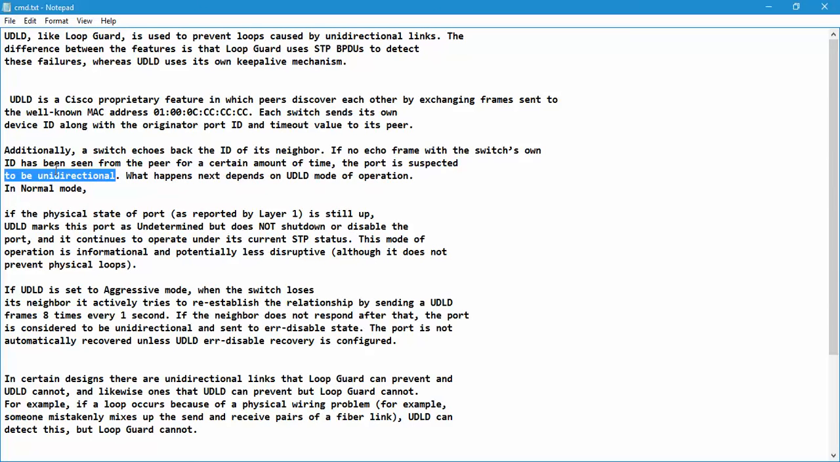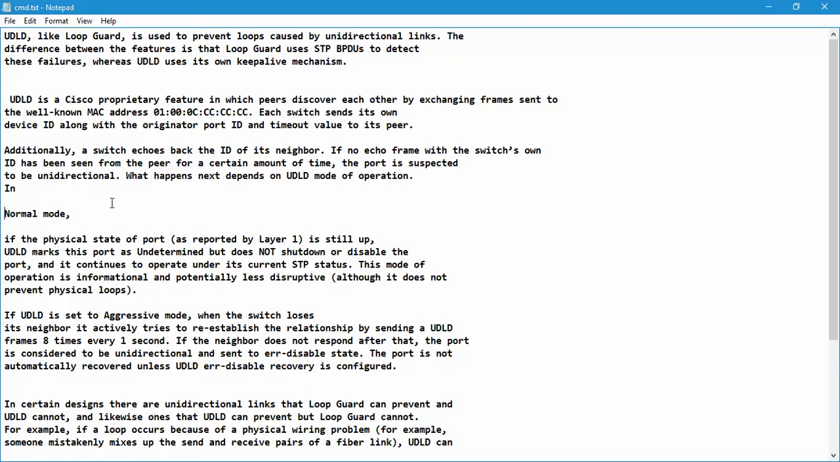What happens next depends on the UDLD mode. إيه اللي هيحصل بقى لو اليو دي ال دي شك إن في قطع في اللينك؟ في عندك two modes، النورمال مود والأجريسيف مود. So here we have the normal mode. In the normal mode, if the physical state of the port as reported by layer 1 is still up, the UDLD marks this port as undetermined but doesn't shut down or disable the port.